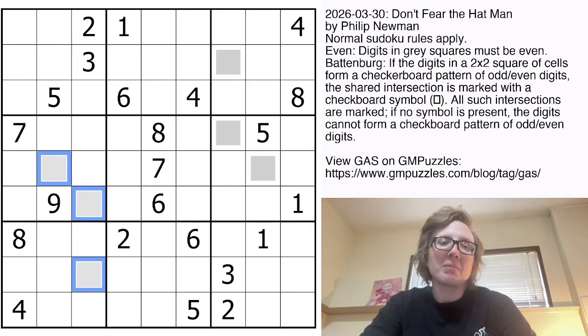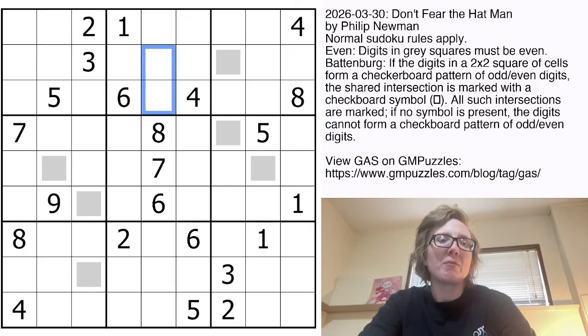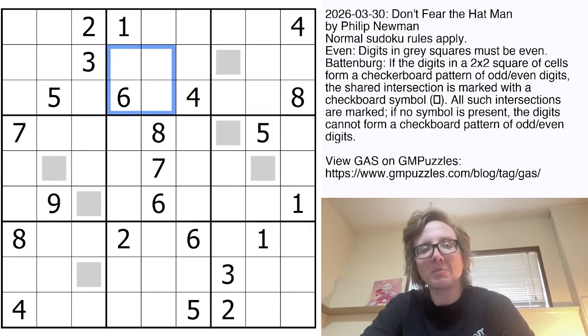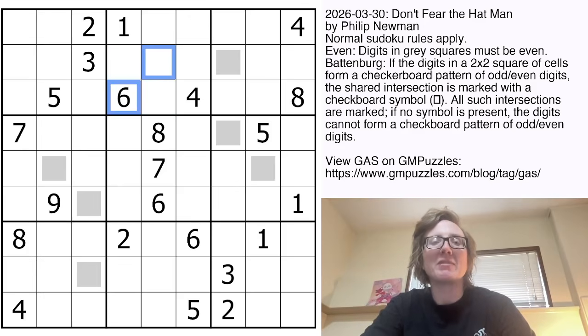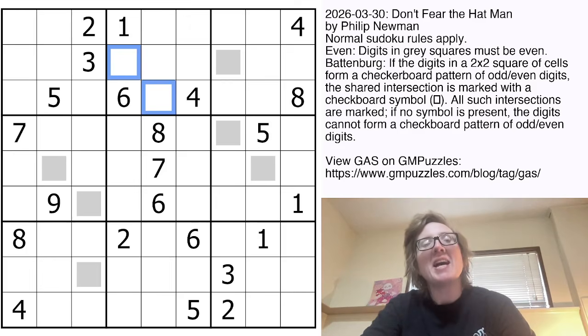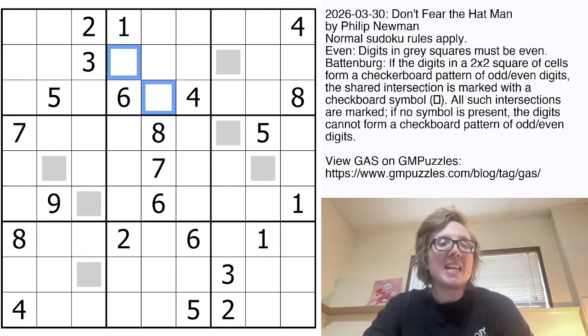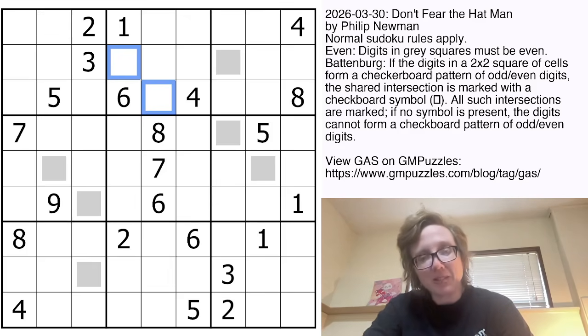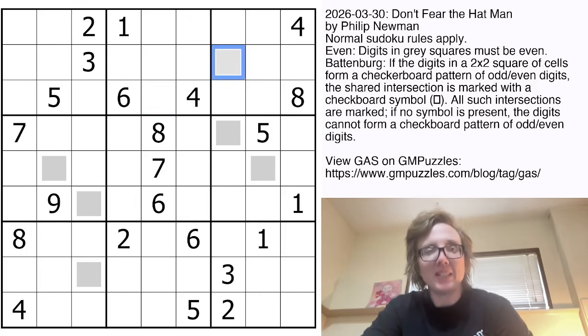Now, traditionally in Battenburg Sudoku, there are some intersections of 4 cells that are marked with a little checkerboard symbol. And whenever you see those, the digits around them have to be in a checkerboard pattern of odd and even. So you have to have a diagonally opposite pair that are both even, and then a diagonally opposite pair that are both odd. However, there is a negative constraint in this puzzle, meaning that quote-unquote all possible checkerboard symbols are given, and there are no checkerboard symbols in this grid. And that just means that nowhere in this grid can we have a checkerboard pattern of odd and even. So let's see how this plays out.